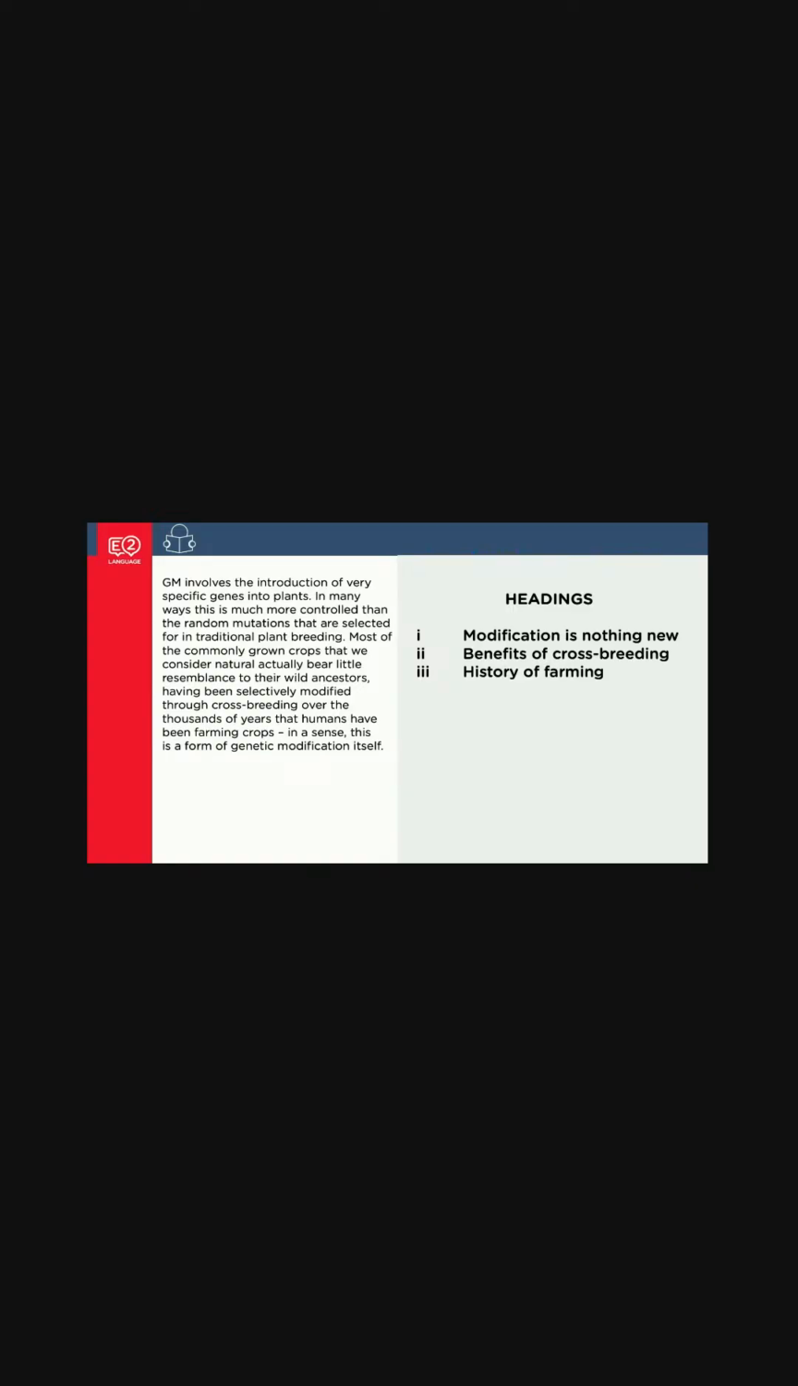So then we've got our 3 headings: modification is nothing new, benefits of crossbreeding, and history of farming. Now I saw the word crossbreeding. I saw something about the history of farming, but this paragraph is all about number 1, modification is nothing new. If I had been reading too quickly or just skimming or just scanning, I probably would have chosen the wrong answer then. So I was reading at a pace that allows me to understand. And when I'm reading, I'm also reading quite dramatically in my head. My voice is going up and down, and I'm emphasizing certain words. That is careful reading. Let's do another one.